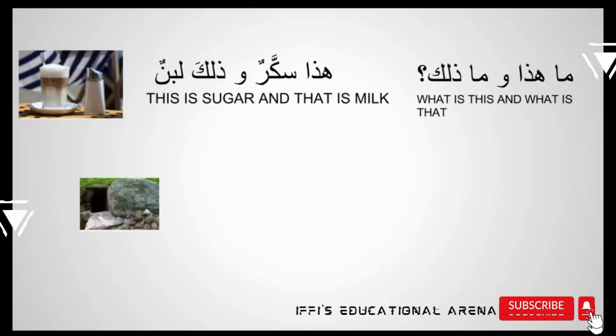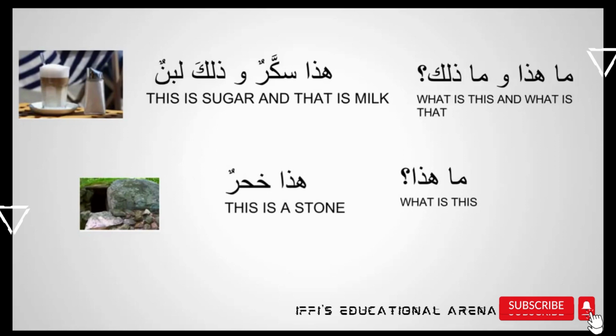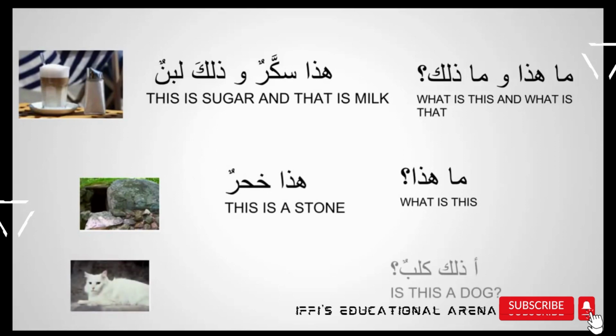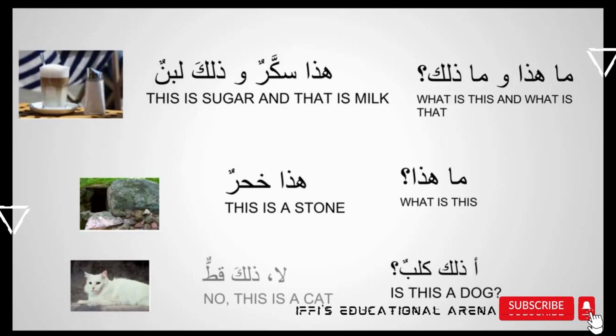Let's catch up again. Ma hadha, what is this? Hadha hajarun. This is a stone. Hadha dhalika qalbun. Is that a dog? Sorry, there's a little bit of a mistake here. Is that a dog? La dhalika qittun. No, that is a cat. So that is our lesson on hadha and dhalika.